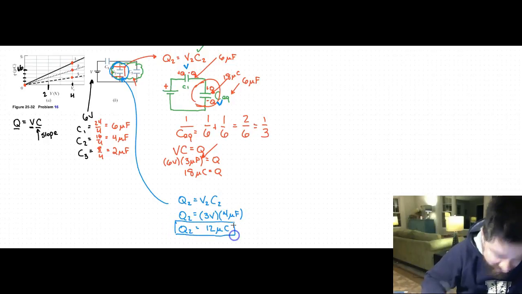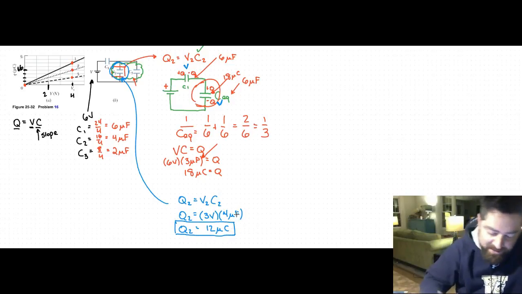And that is question number 16 in the Halliday, Resnick, and Walker book.